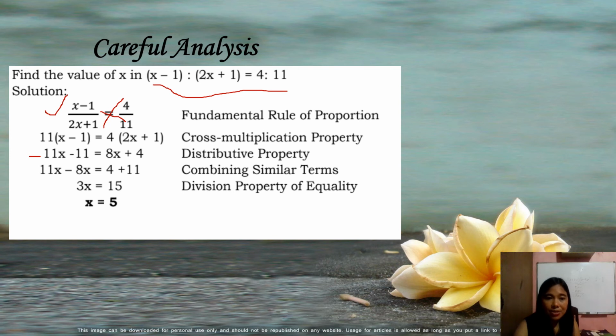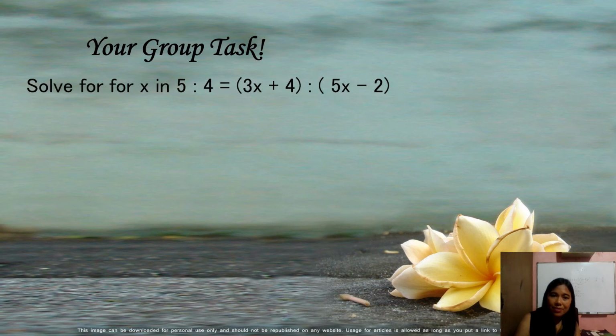So, combining like terms, we have to transpose this 8x to the other side, so it will become negative. And negative 11 also, transpose it on the other side, so it becomes positive. So 11x minus 8x is 3x, while 4 plus 11 is 15. Then by dividing both sides by 3, would result to x equals 5. Okay, problem solved. Another task that you have to do is this one.